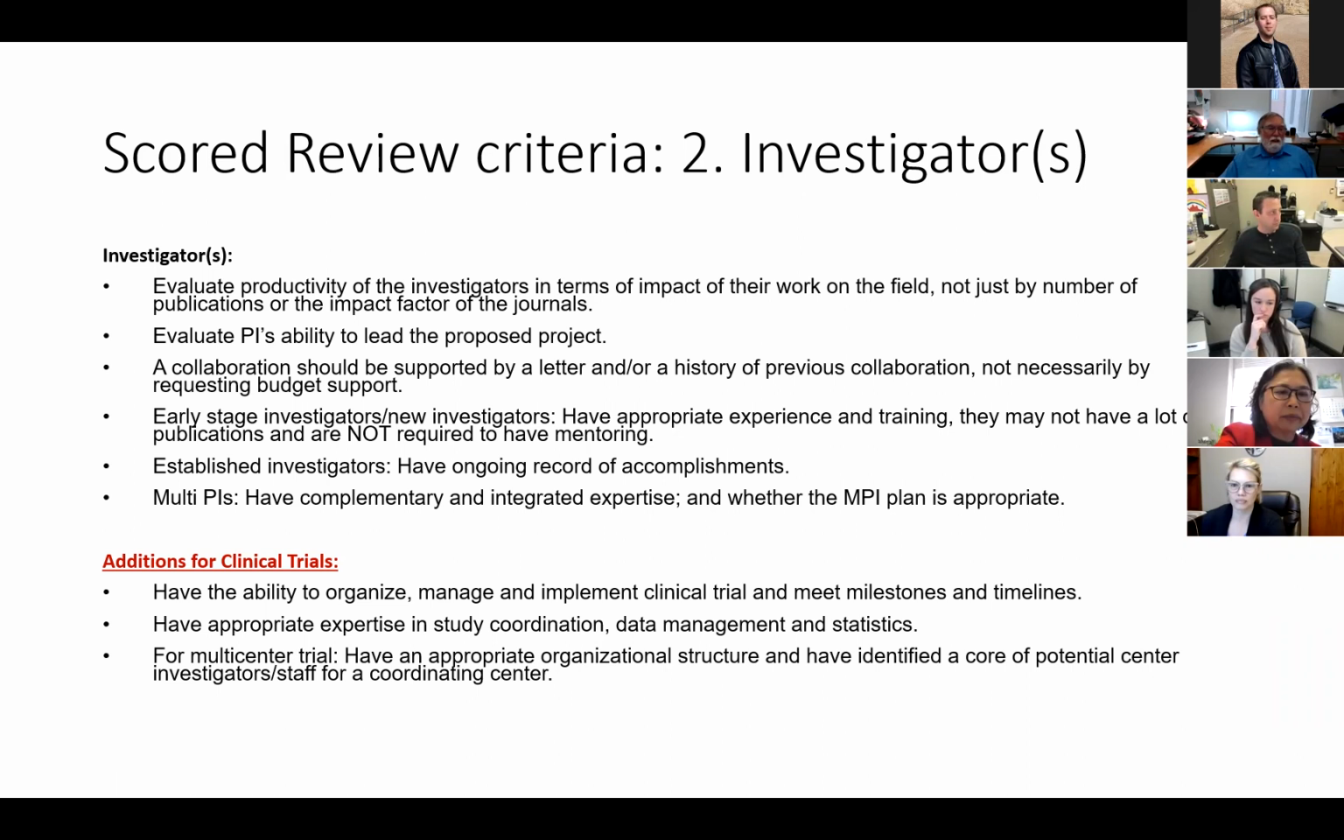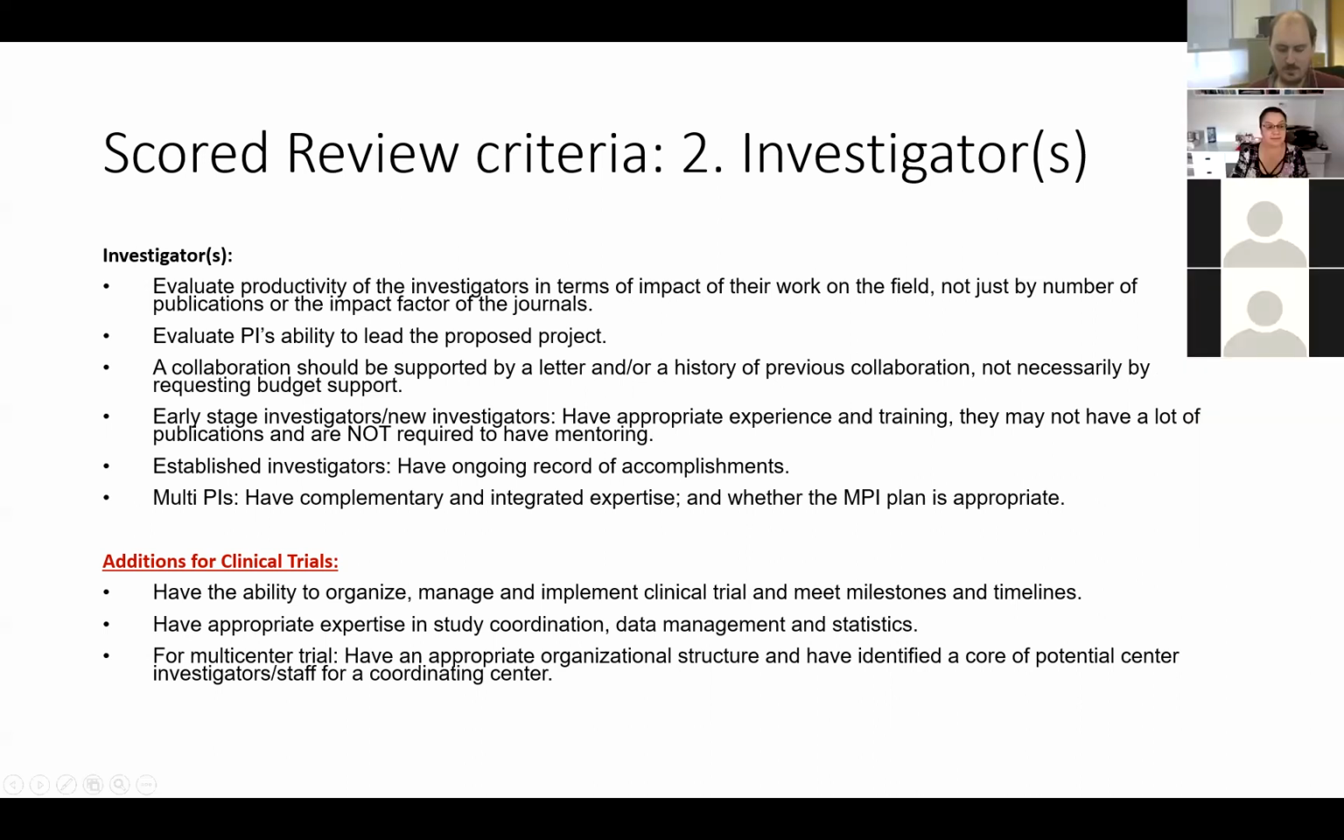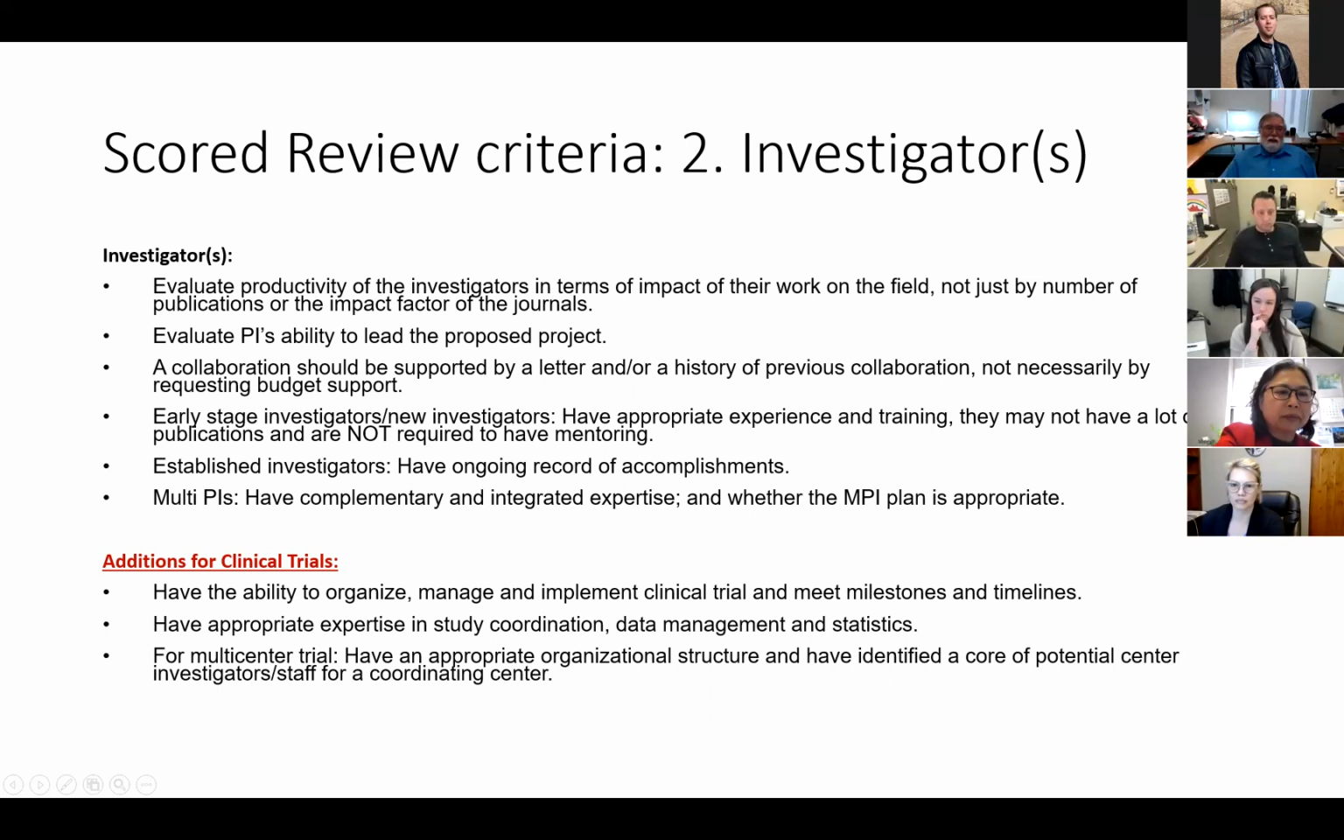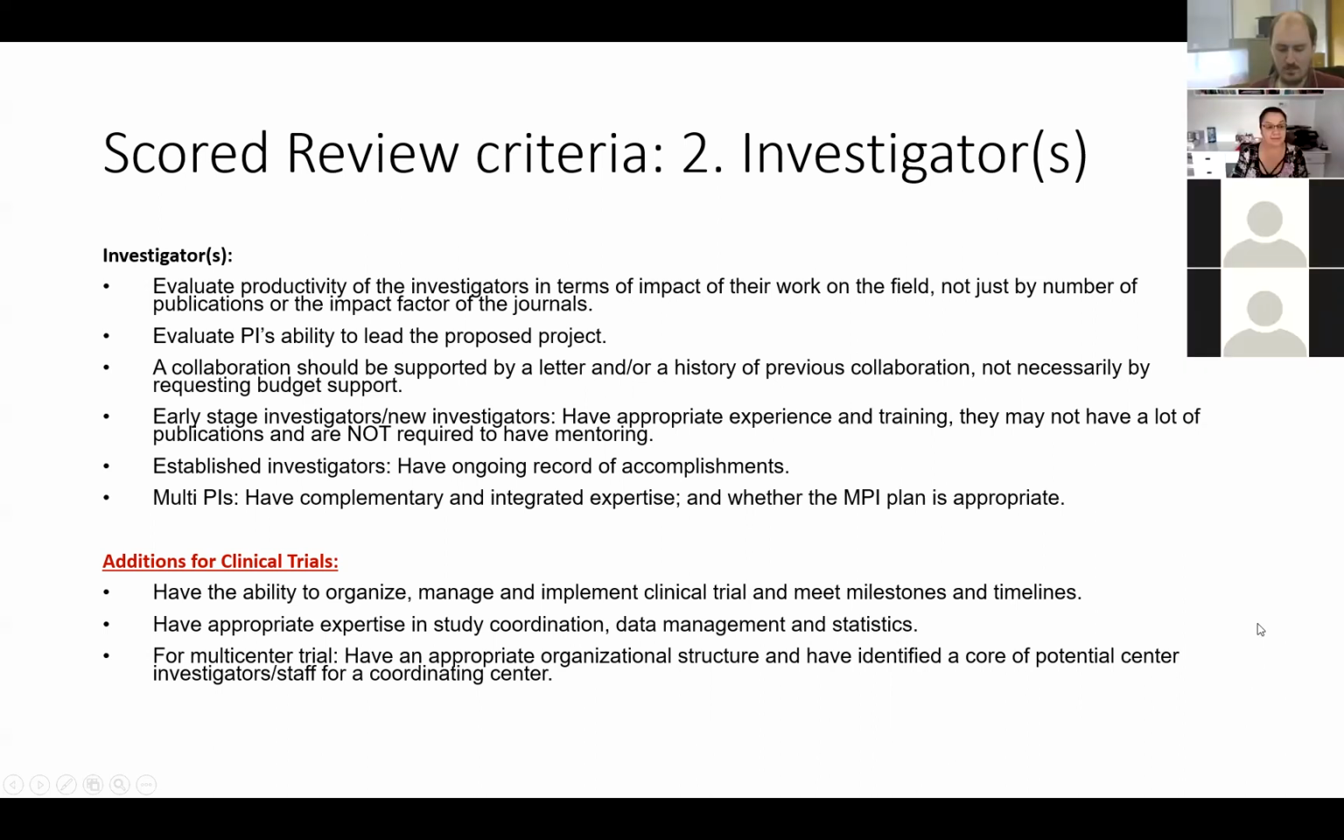Multiple PIs will require a separate heading, and you must have complementary and integrated expertise and an appropriate MPI plan. This will be reviewed by the study section on whether or not the multiple PIs are actually needed. For clinical trials, do you have the ability to organize, manage, and implement the trial and meet the milestones and timelines? Have you appropriate experience in study coordination, data management, and statistics? Data management and statistics will be looked at very carefully.